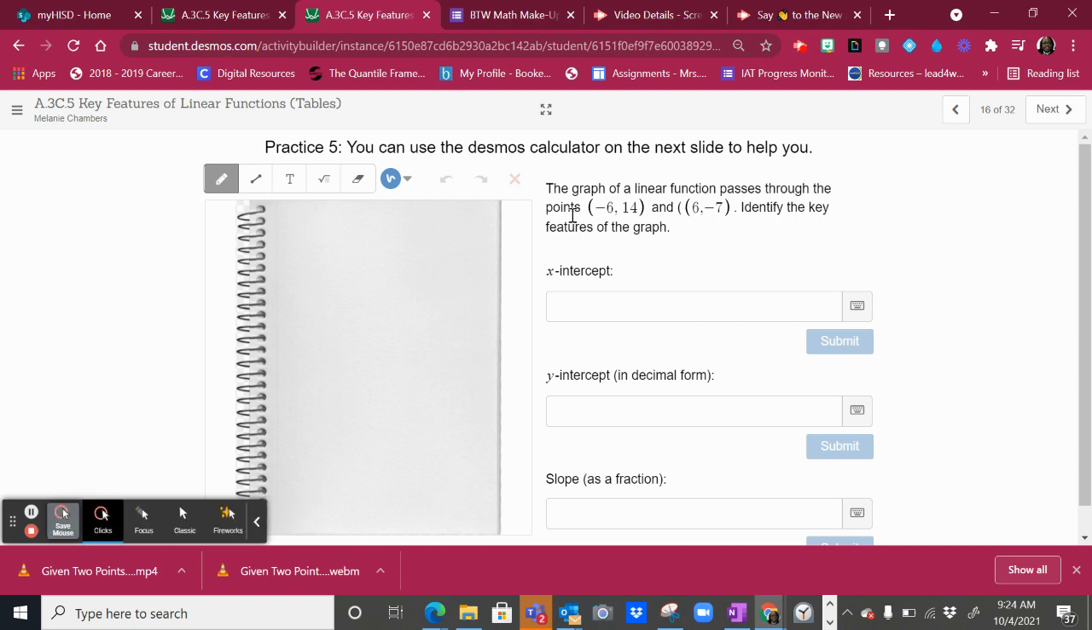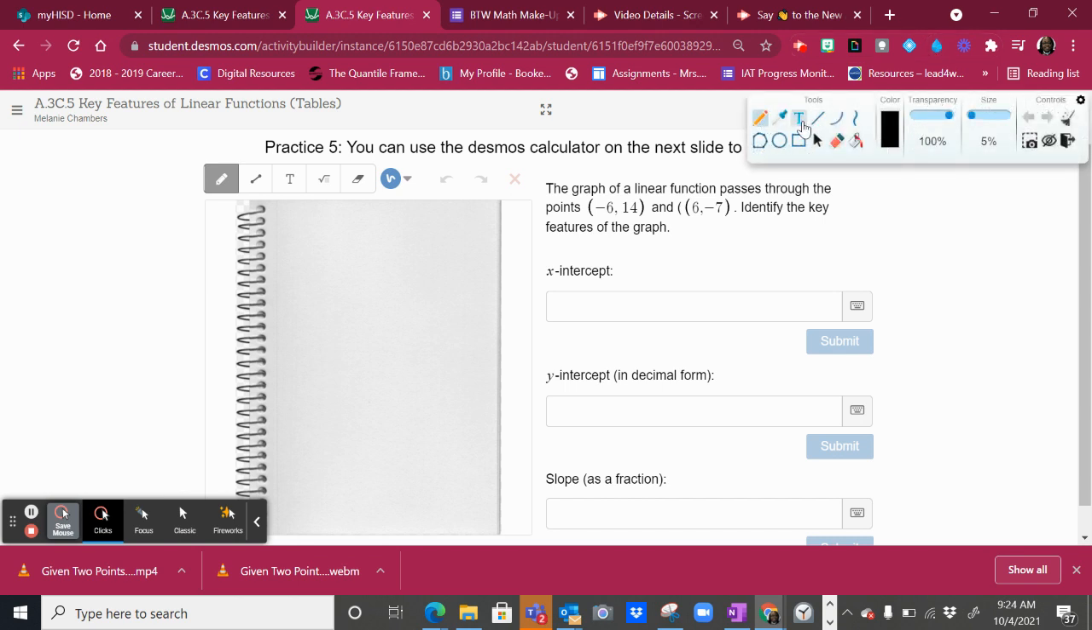Okay, students, this equation requires us to find the key attributes of a linear function given 2 points. So we'll get started. Let's use, I guess I can use my pencil here.